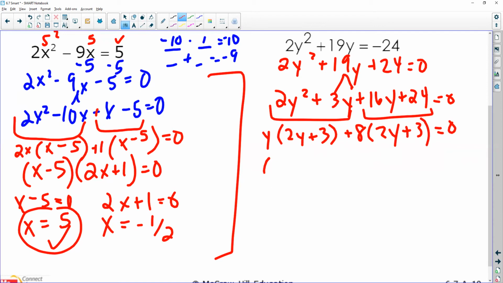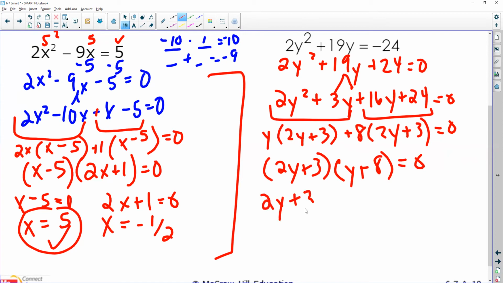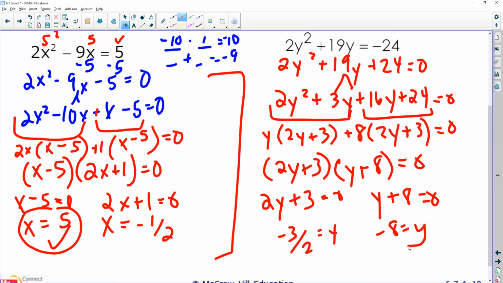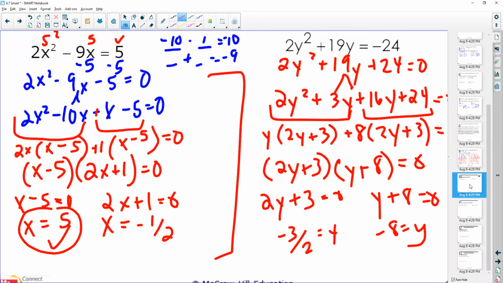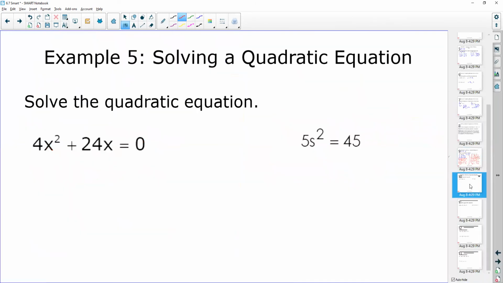Common term to the front, which is 2y plus 3. Collect what's left, which is y plus 8. And then use the zero factor property. 2y plus 3 equals 0, and y plus 8 equals 0. So the first one is going to be negative 3 over 2 equals y. The other one is going to be negative 8 equals y. All right, not terrible. So these, I'm going to do a couple more.